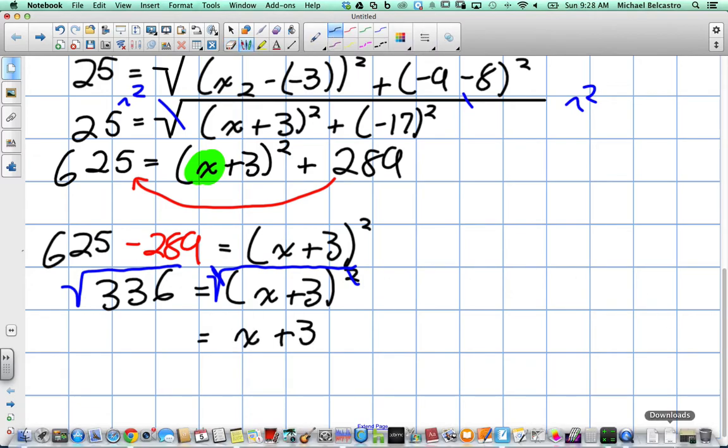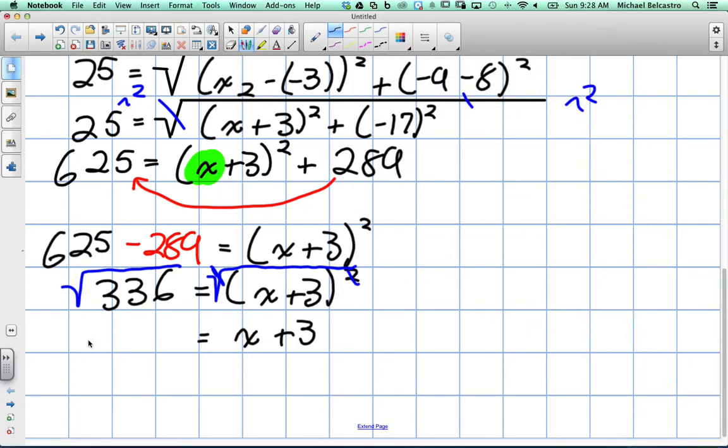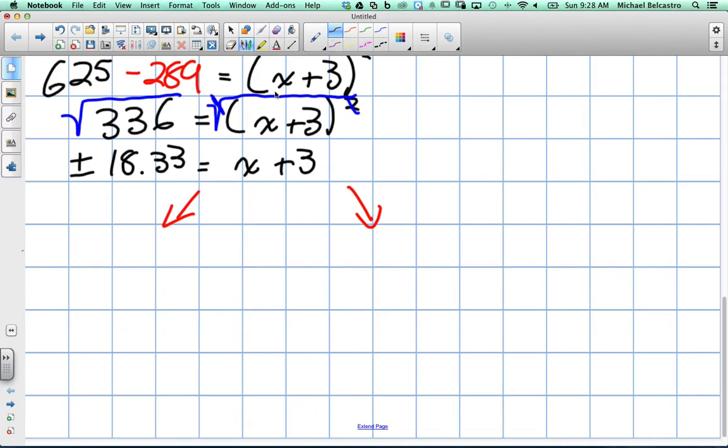But on the left side, the square root of 336, and I don't know if the calculator will write that in. Okay, so roughly 18.33. Now, the problem here is it's actually plus or minus 18.33, right? Because negative 18.33 squared or positive 18.33 squared will still be positive 336. So we're going to end up with two answers. So the algebra splits here. Okay. So we get positive 18.33 equals x plus 3, and we also get negative 18.33 equals x plus 3.